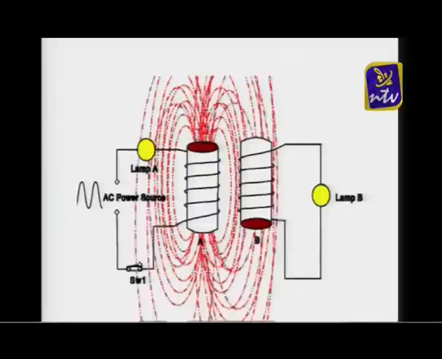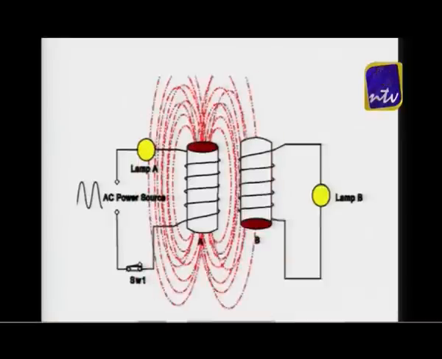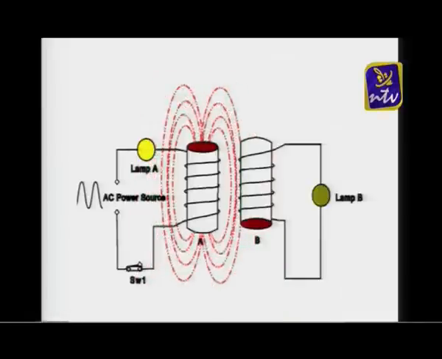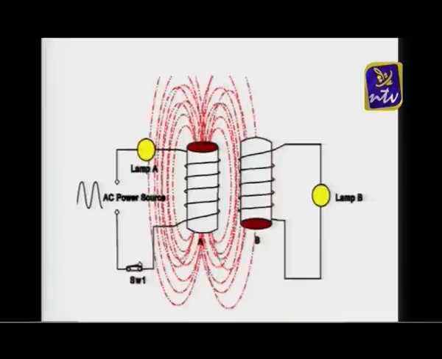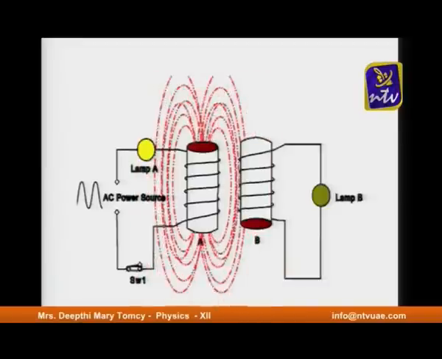When you send AC current, the specialty of AC current is that it continuously produces a changing magnetic field, and when the magnetic field of one coil is changing, the other one is also getting influenced by the change in the first one.